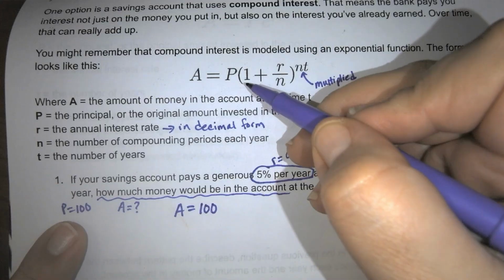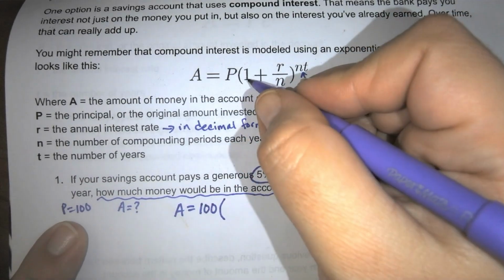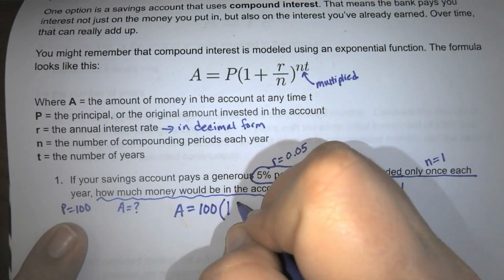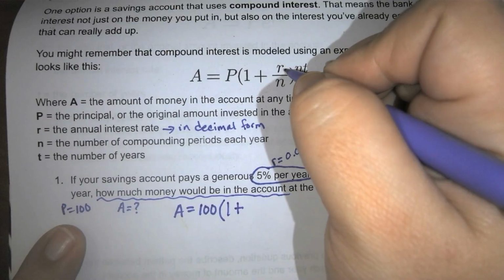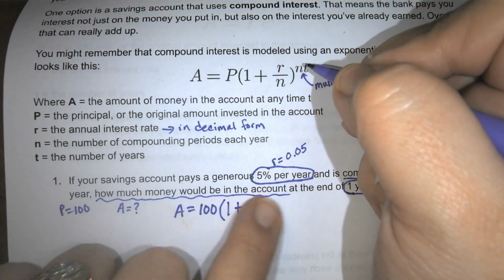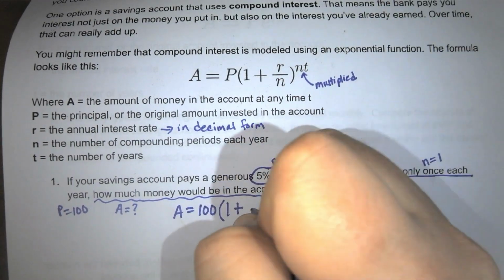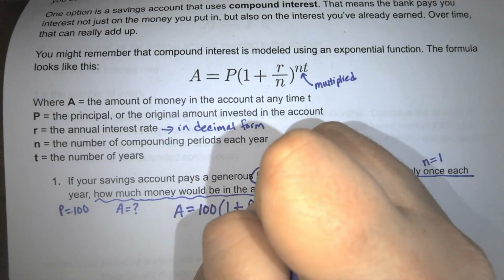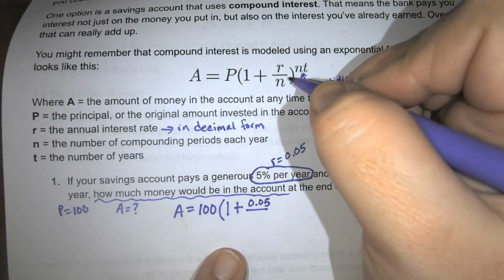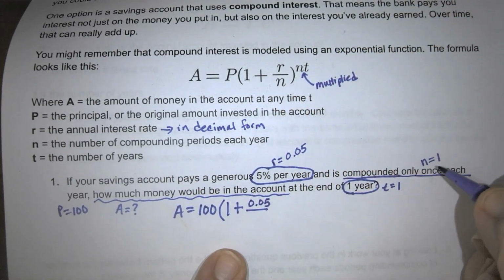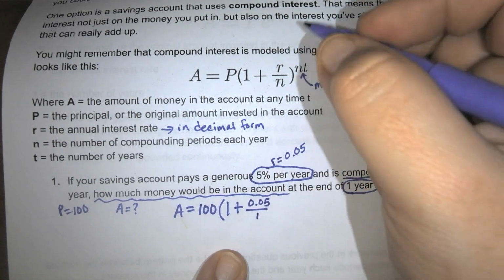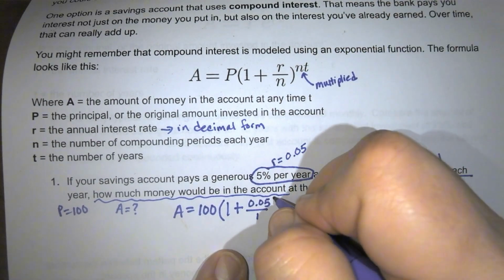Then I have a parenthesis, so that comes next. Then there's a 1 plus, so I'm going to do 1 plus. Then I have to put my R. And my R is 0.05. So I'm going to put that on the numerator over N, which is 1. Then I'm going to close my parenthesis.